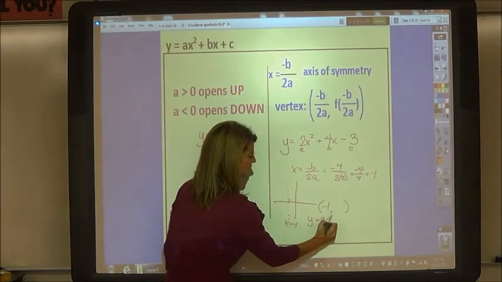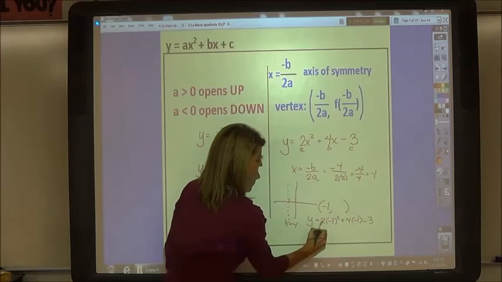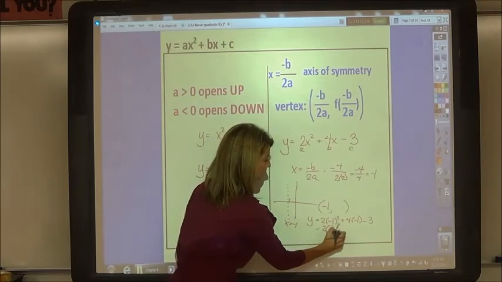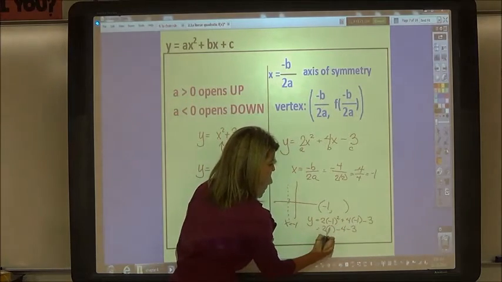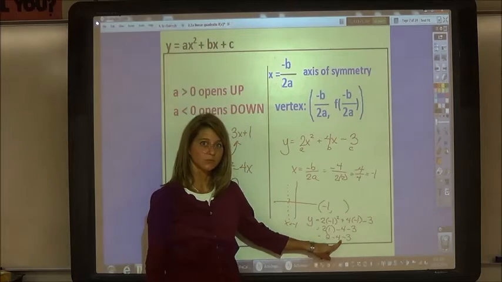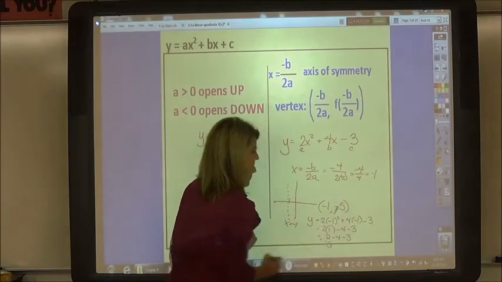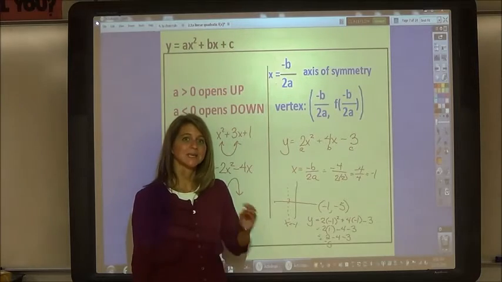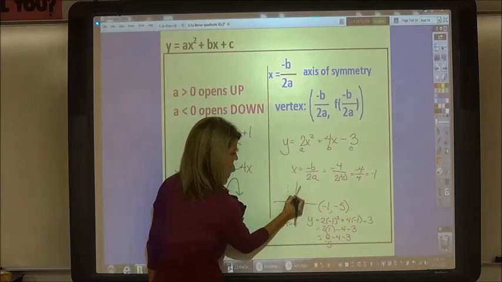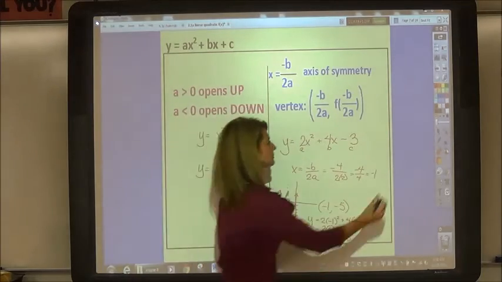Y equals 2 times negative 1 squared plus 4 times negative 1 minus 3. Negative 1 squared, positive 1. 2 minus 4 minus 3. 2 minus 4 is negative 2, minus 3 more, negative 5. I know my vertex point, negative 1, negative 5. And it'll open up. For right now, that's all we need.